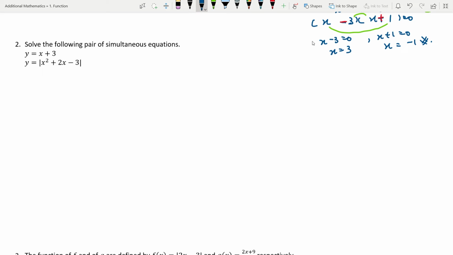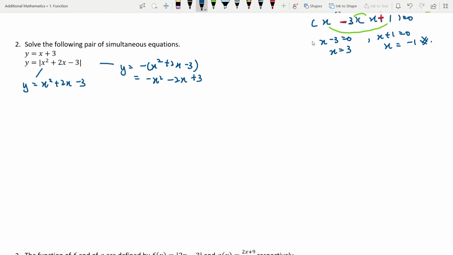Question 2. Solve the following pair of simultaneous equations. We have y equal to x plus 3 and y equal to modulus x squared plus 2x minus 3. First, since we have a modulus y, we have to make them into a positive and a negative equation. The first one, we will have y equal to x squared plus 2x minus 3. And the second one is y equal to negative bracket x squared plus 2x minus 3. And by expanding it, we have negative x squared minus 2x plus 3.